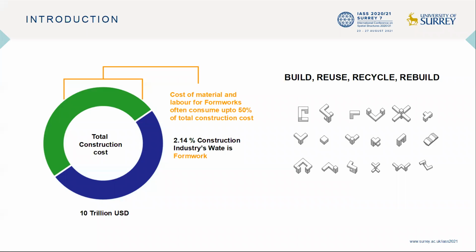So for the context, the total cost of the material and labor for formwork often consumes up to 50% of the total construction cost. And notably, 2.14% of the construction industry's waste is formwork. The construction industry being one of the largest in the world economy with 10 trillion USD spent every year, the losses in time and resources are gigantic.